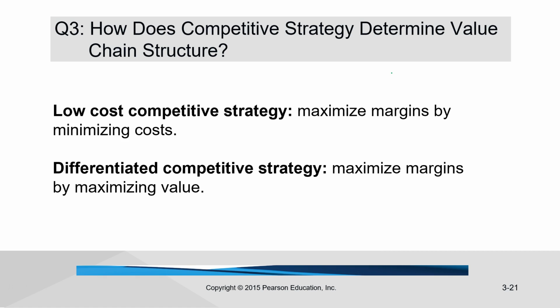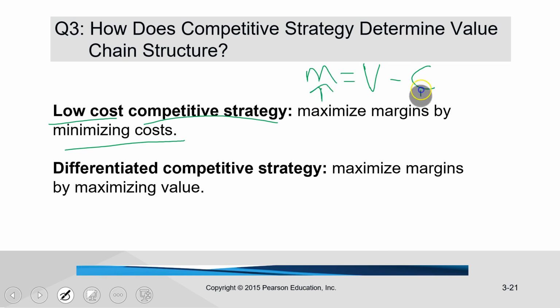So let's go back to our question number 3. How does competitive strategy determine value chain structure? Well, if the competitive strategy is to be the low-cost leader, then along the way, each value chain activity will try to have the lowest cost possible. So the idea in our equation of margin equals value minus cost is to maximize margins by minimizing cost. What if we have a differentiated competitive strategy? Well, then in our equation margin equals value minus cost, we would try to maximize margins by maximizing value. In other words, selling a more expensive product.